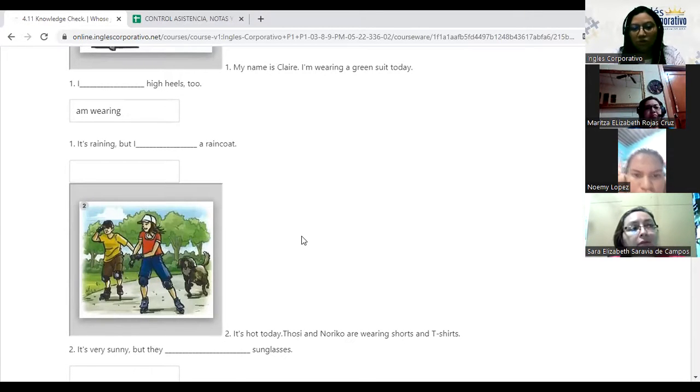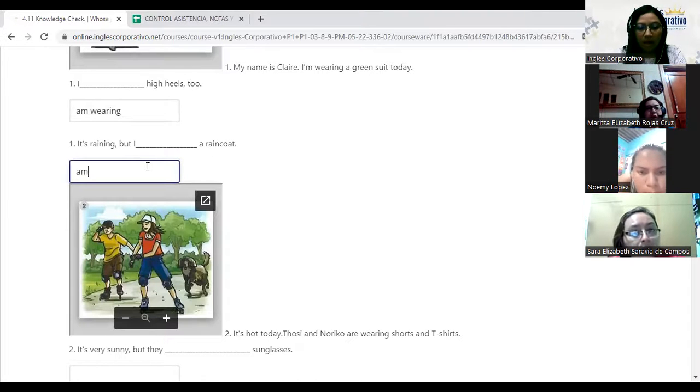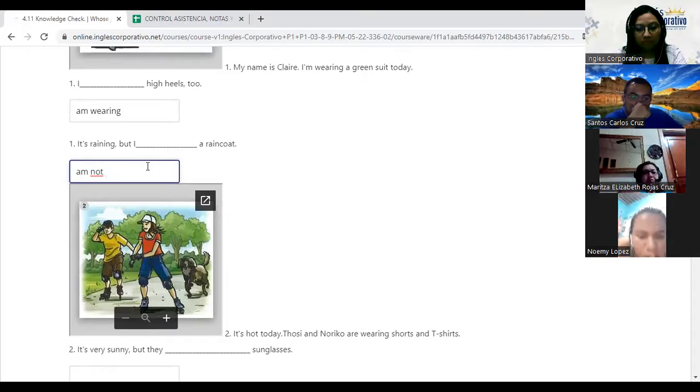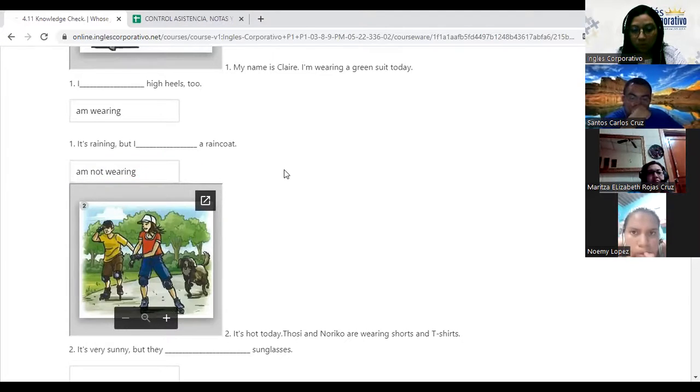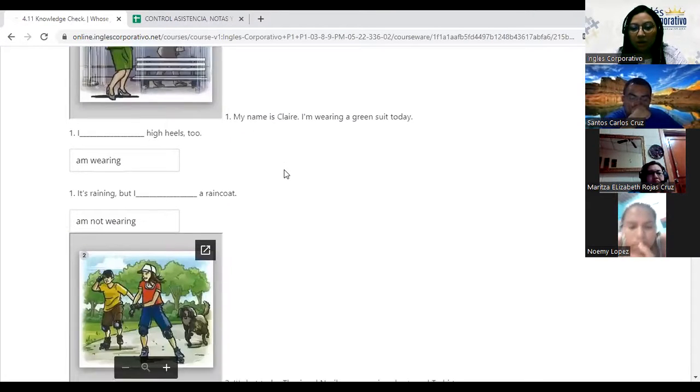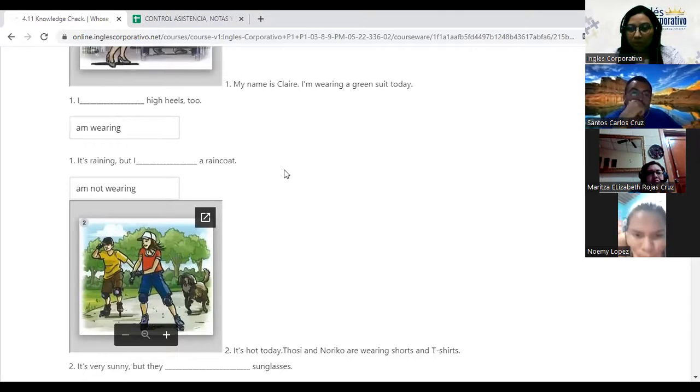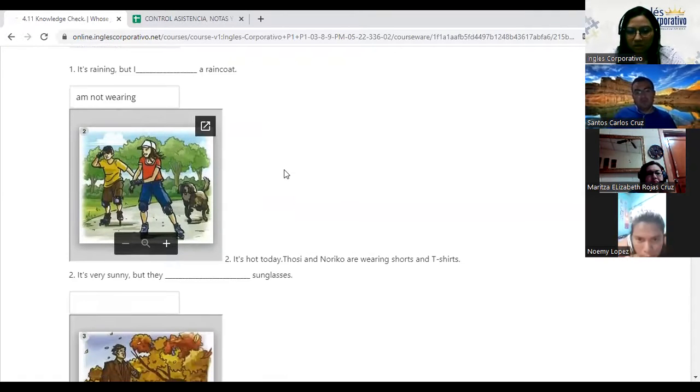Number two, it's raining, but I am not wearing a raincoat. Remember, el raincoat sí se puede usar la expresión wearing. ¿Por qué? Porque se usa, se pone. ¿Okay? Es como un abrigo con capa, pero de plástico. Raincoat. Así que usamos wearing. So, I am not wearing a raincoat. Very good job. End of the first conversation.